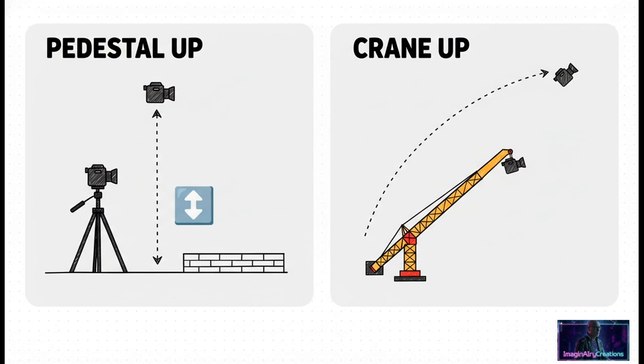Here's another key difference. A pedestal up is simple. The camera moves straight up, keeping its viewpoint level. You might use it to peek over a wall. But a crane up? That's the big one. It's a grand, sweeping motion that starts low and soars high, often tilting up as it goes. That's the shot you use for the epic reveal of a castle on a hill.